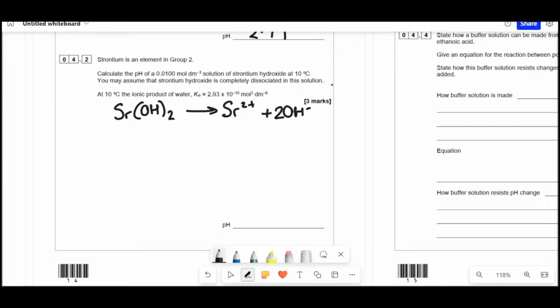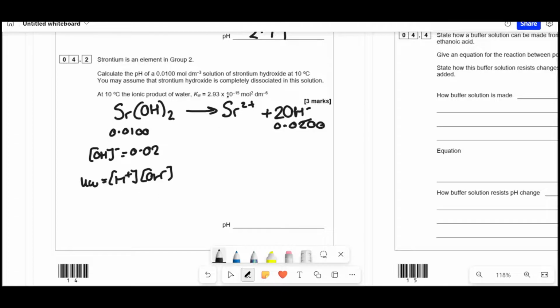So that must mean we can say that if this is 0.0100 moles per decimeter cubed of this stuff, then we must have 0.0200 moles of OH minus. So the concentration of OH minus has got to be double that, so 0.02. Yeah? Then what we do is we need to find the pH. Every time you want pH, you want H plus. So you need to think, what do I know that has H plus and OH minus in the equation? So that's Kw, which is H plus times OH minus. Rearrange.